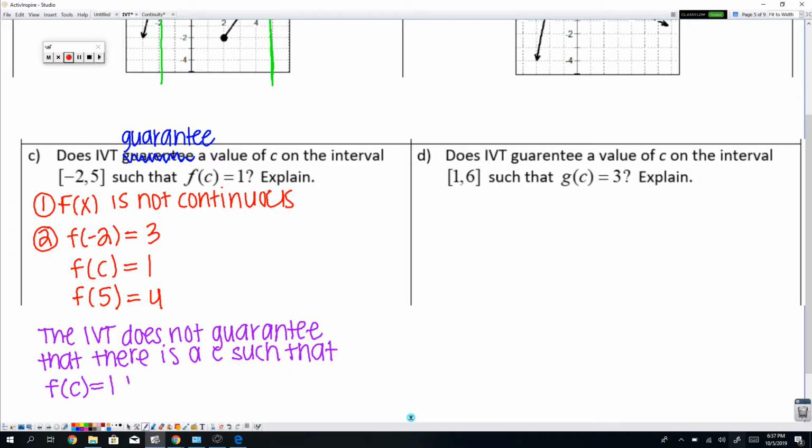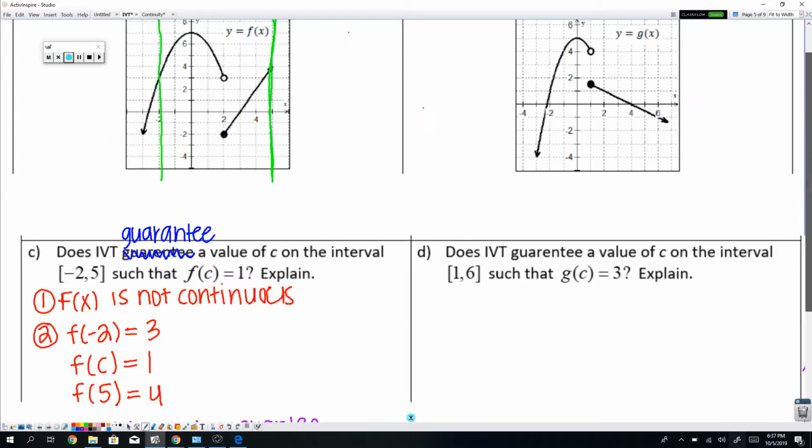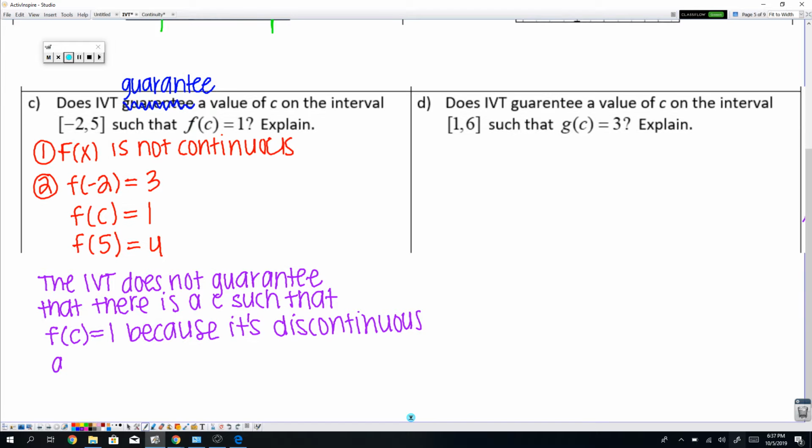And then we'll say because, and you can actually choose either one, but I think the easiest one is to say that it's discontinuous. And we'll say it's discontinuous at, I think it's 2, but let me double check. At 2. Okay. At x equals 2, just to be clear.